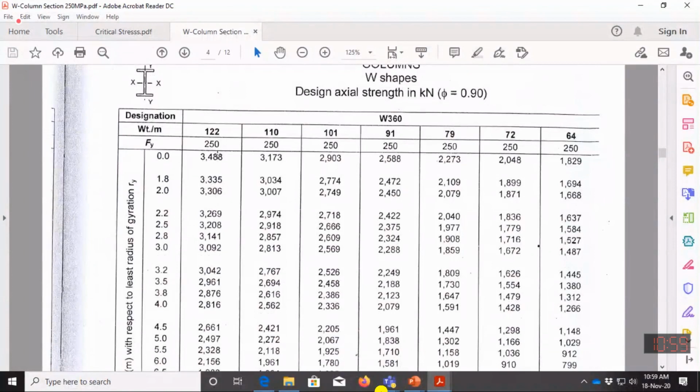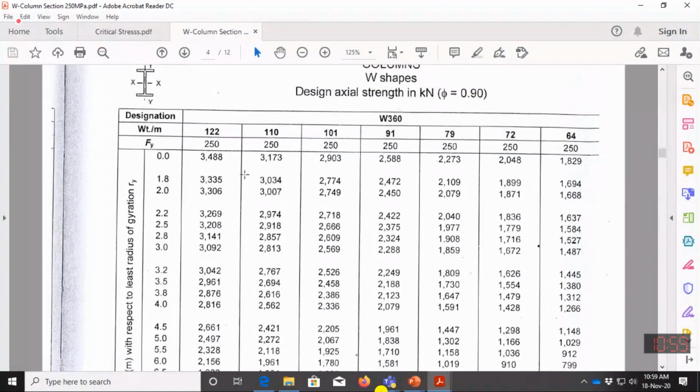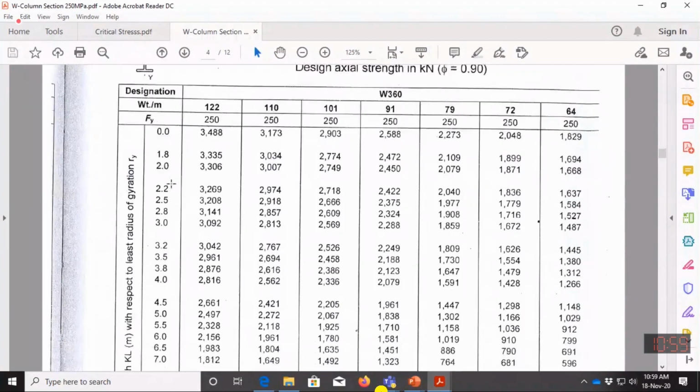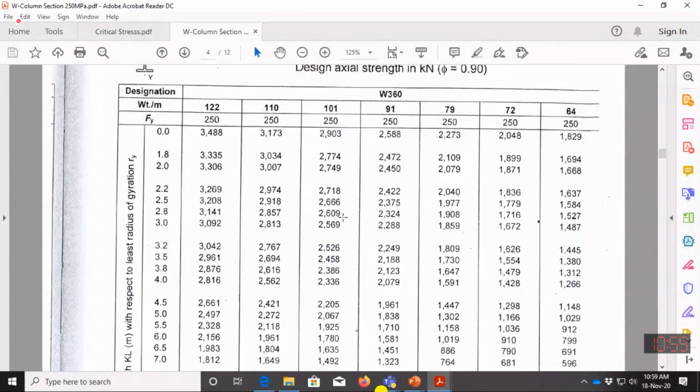So here in this column, we are provided with the capacity of the W360 into 122 section corresponding to different effective lengths about the y-axis. And similarly, we have the capacity values for different sections corresponding to different effective lengths. So how will this table facilitate us in selecting a section?